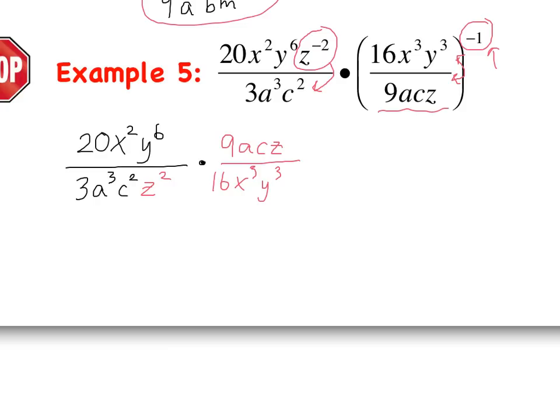You have to take care of those negative exponents first, and now you try the rest. Show us what you get tomorrow in class. If you have any questions, let us know.